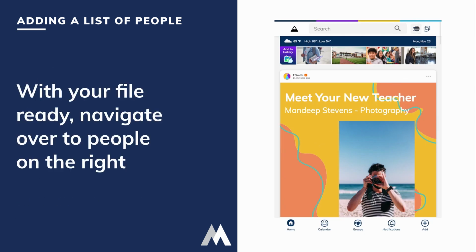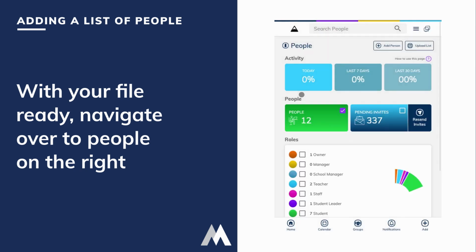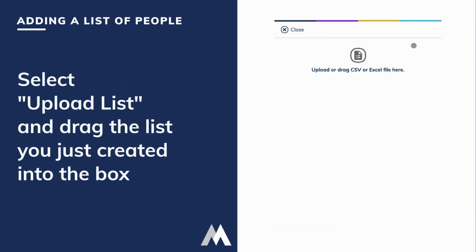With your file ready, navigate over to People. It's on the right. There, select Upload List. Now drag the list you just created into the box.